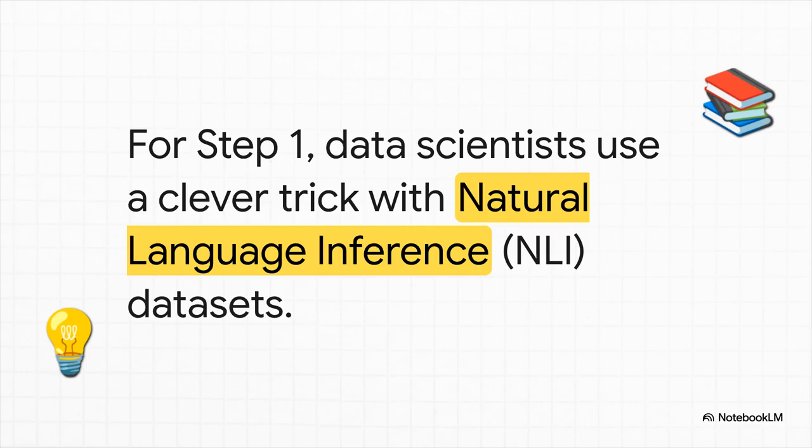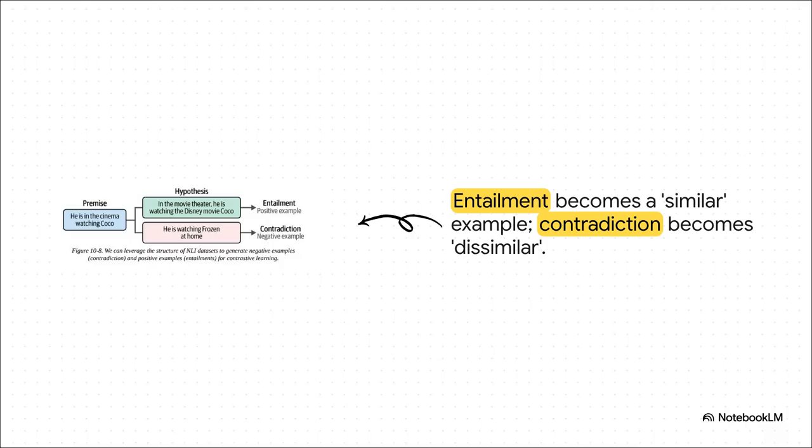So data scientists came up with this brilliant shortcut using something called natural language inference, or NLI datasets. Here's how the trick works. In these NLI datasets, you start with a sentence, a premise, like, he is in the cinema watching Coco. Then you get a second sentence, a hypothesis. If the hypothesis logically follows from the first one, like, he is watching the Disney movie Coco, that's called entailment. We can just treat that as a similar pair for our model. But if it contradicts the first sentence, like, he is watching Frozen at home, we can treat that as a dissimilar pair. It's a genius way to automatically create millions of training examples.